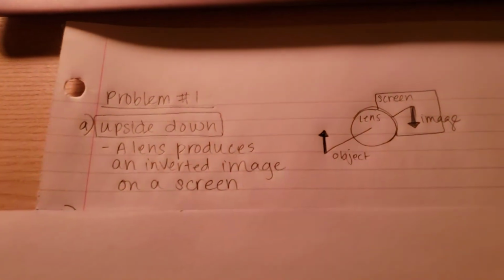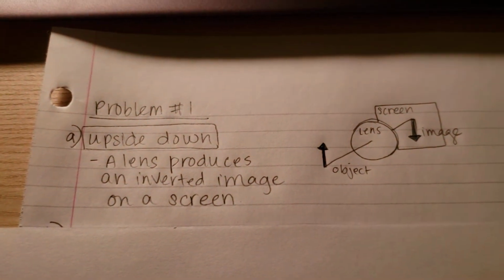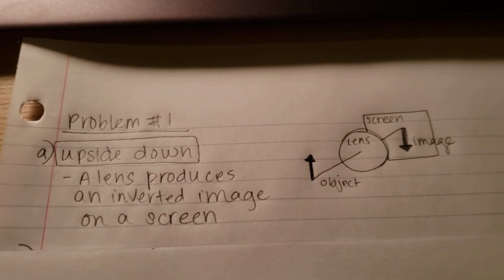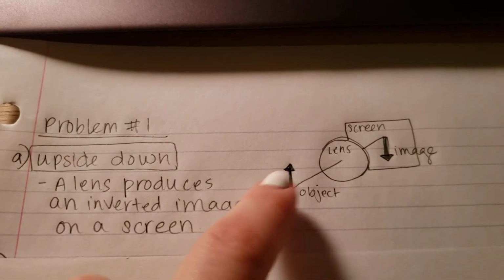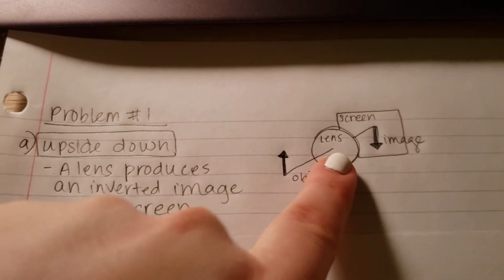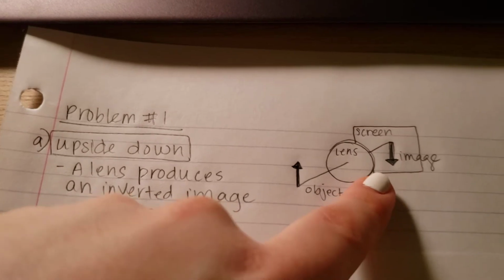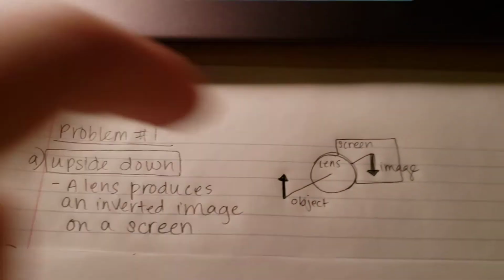So we'll just go through these one by one. We are going to want to put the slide upside down because, as we can see here, we have our object, which is our slide, and once it goes through the lens, it produces an inverted image on the screen. So we'd have to put it upside down in order for it to be right side up on the screen.